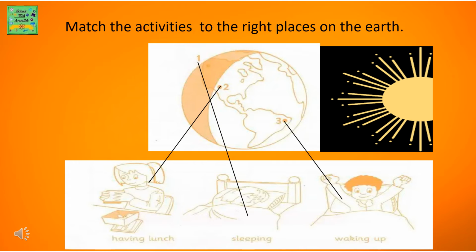3 will be waking up, that means at the area 3 it will be morning. At point 2 the people will be having lunch, it means it's afternoon time. And at point 1 it's night, so people will be sleeping.